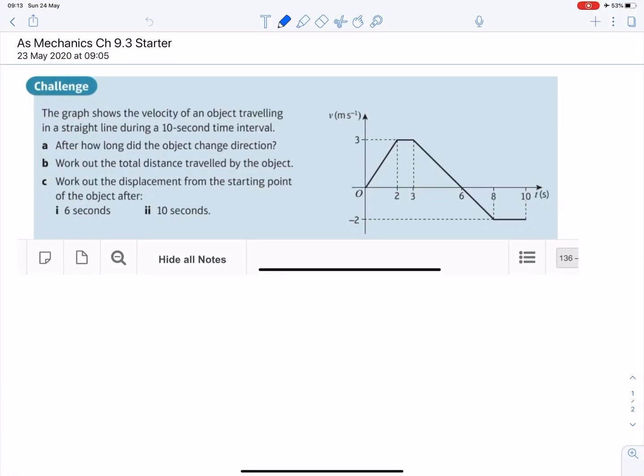So here we go, the starter. This is actually taken from the challenge questions in the textbook, but that doesn't make it any less useful.